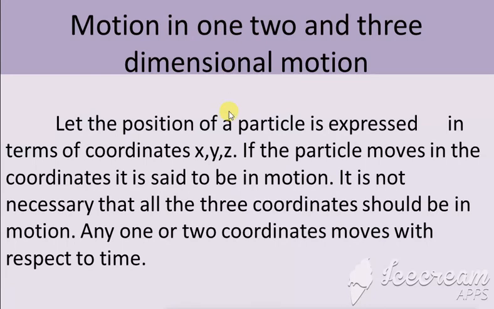Okay, if two coordinates, say x and y, are moving, then that is said to be motion in two dimensions. Okay, if all three coordinates, x, y and z, are moving, it is said to be three dimensional. Okay, so we'll see this one by one. What are 1, 2 and 3 dimensions? Okay, first is the motion in one dimension.